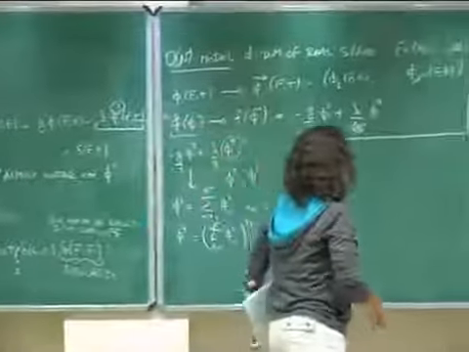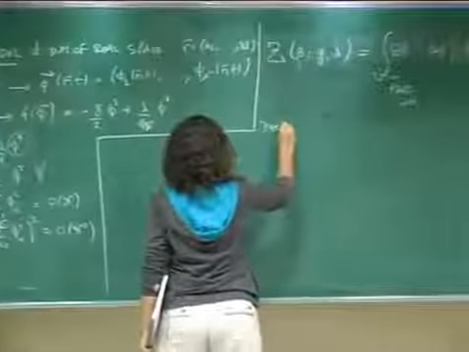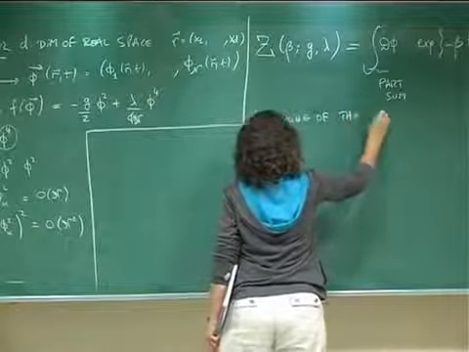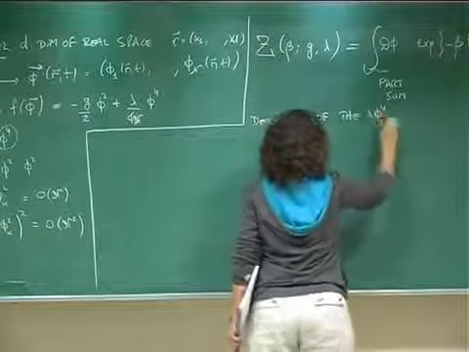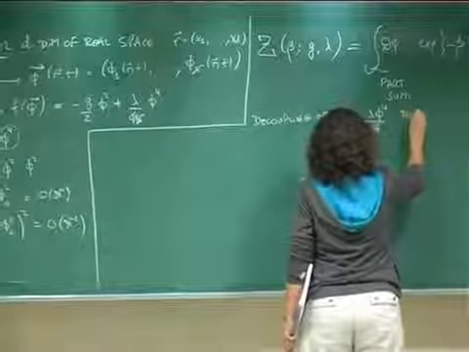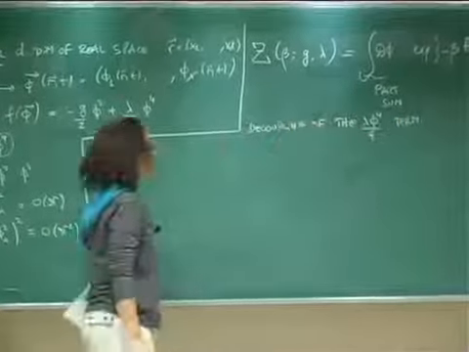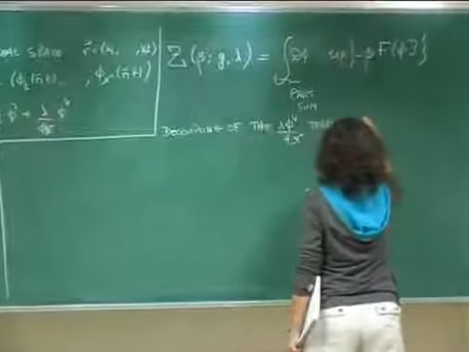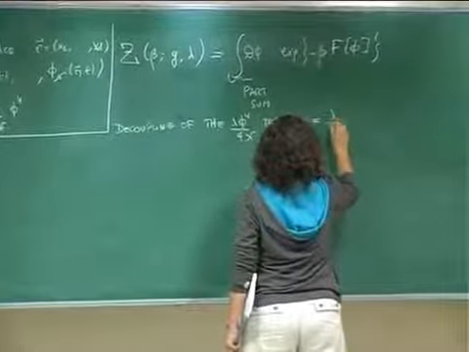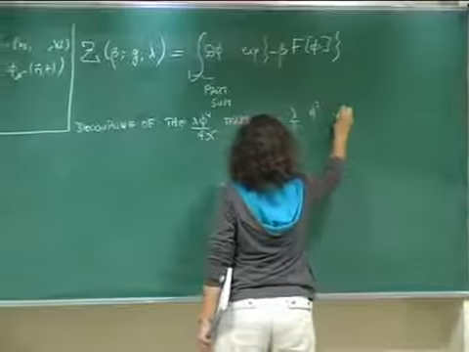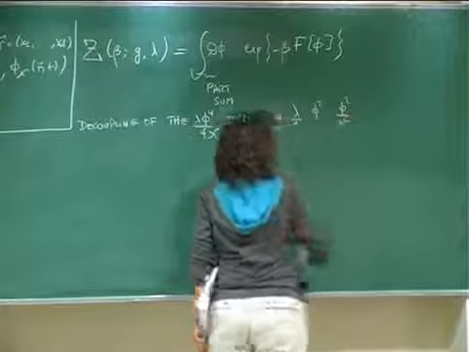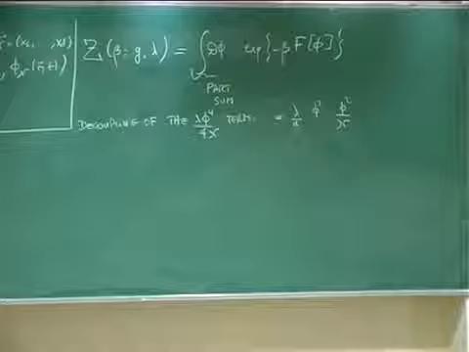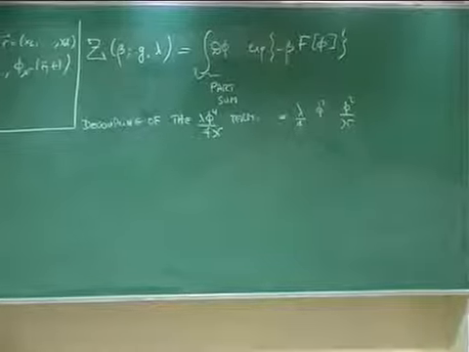So what I'm going to do now is a decoupling of the lambda over 4 term. So this goes like this. I have an n here. This term is the same as lambda over 4 times phi squared times phi squared over n.